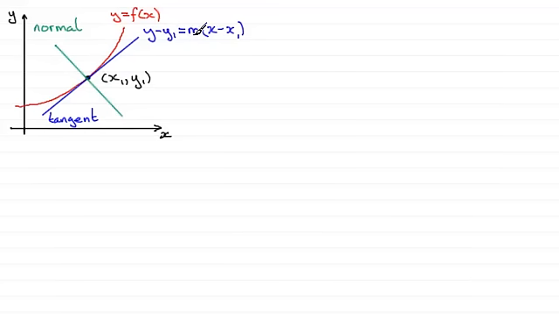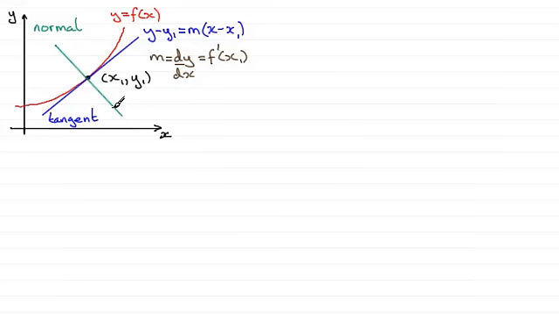Now, to get the gradient for the tangent, what we need to do is just differentiate the curve. In other words, we'll just put here that m is equal to dy by dx. Or, if you're working with function notation, it is f dash of x. Now, if we want the gradient at this particular point, we've got to let x equal x1, and it will give us that particular gradient then.